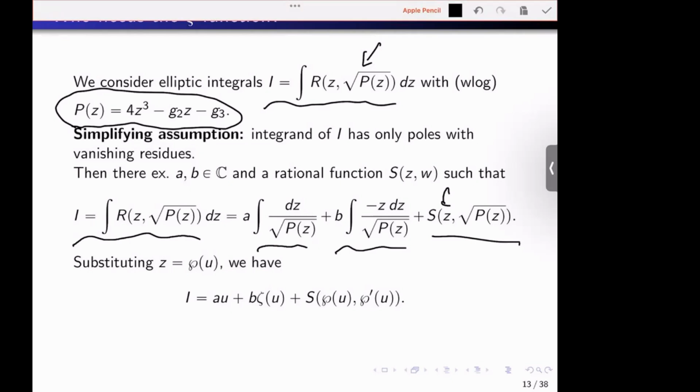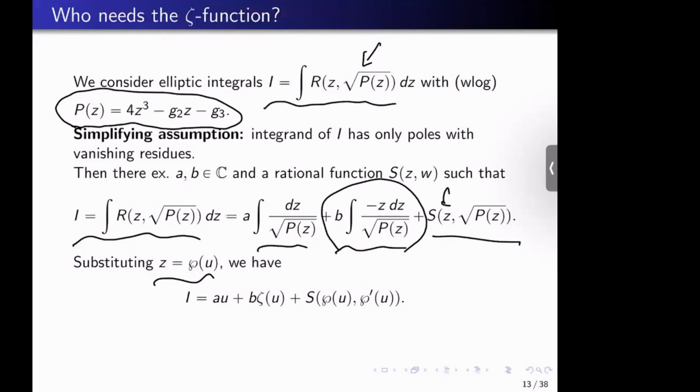And if you do a substitution, then actually you see that the Weierstrass zeta function appears, namely it appears here from the second term. So in some sense, the zeta function is one of the basic building blocks for elliptic integrals, and this is why Weierstrass introduced this function.